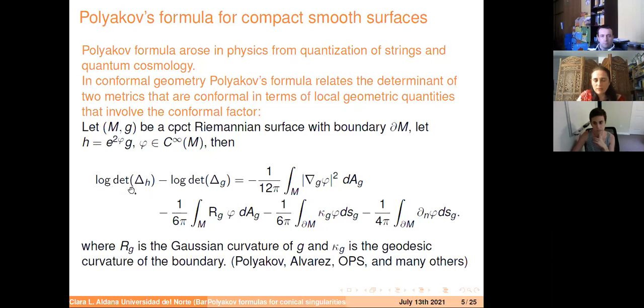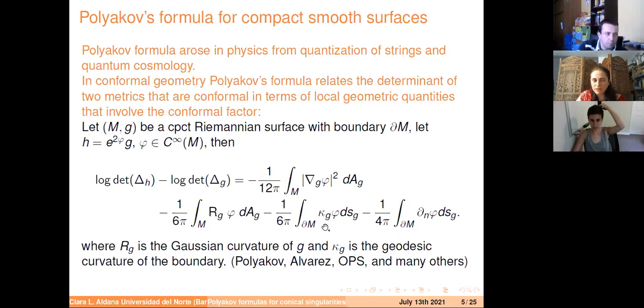this formula gives a relation between the difference of the log of the determinants. So this will be seen as a quantum anomaly, as this right side has the conformal factor in local forms. So here we have the L2 norm of the gradient of the conformal factor. Here we have the Gaussian curvature multiplying the conformal factor integrated over M.